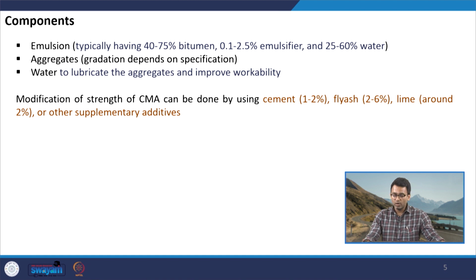We can also use fly ash about 2 to 6%. Lime can also be used, typically around 2% lime has been used for the production of cold mix asphalt, and various researchers have used other supplementary additives also to enhance the strength of cold mix asphalt.